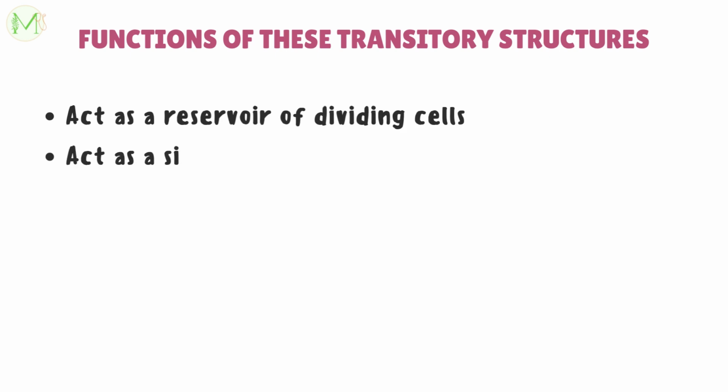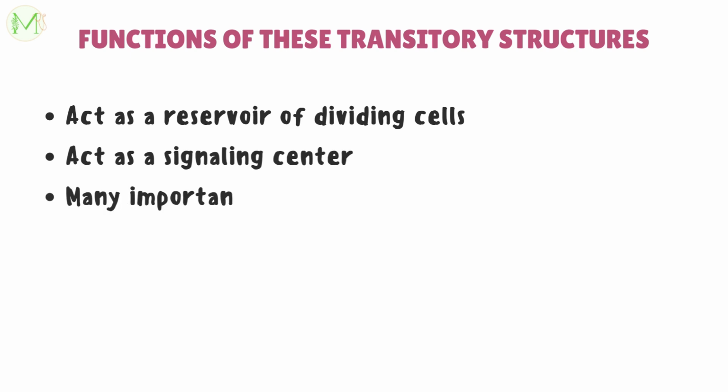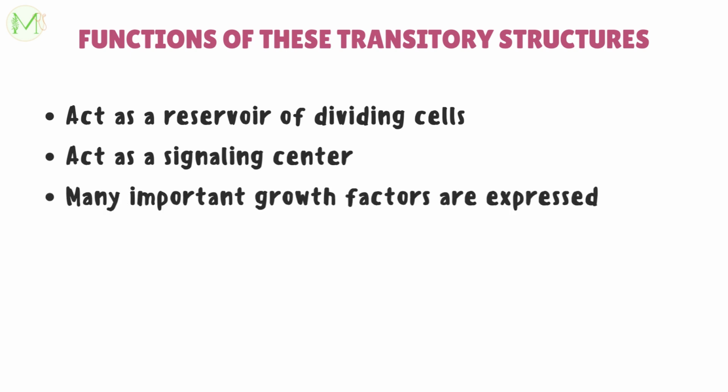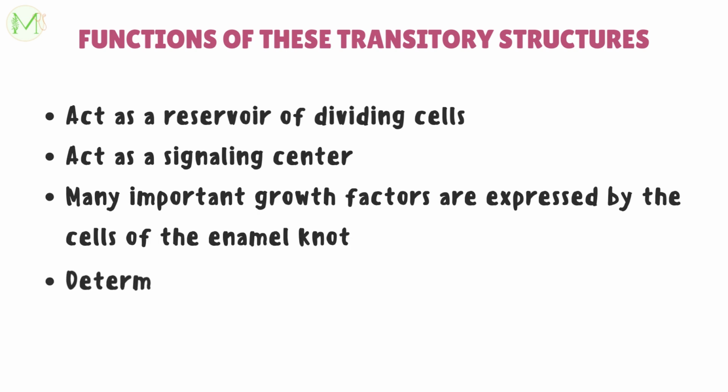Let's look at the functions of these transitory structures. Enamel knot and enamel cord may act as a reservoir of dividing cells for the growing enamel organ. Also, the enamel knot acts as a signaling center, as many important growth factors are expressed by the cells of the enamel knot. They also have a major role in determining the shape of the tooth.